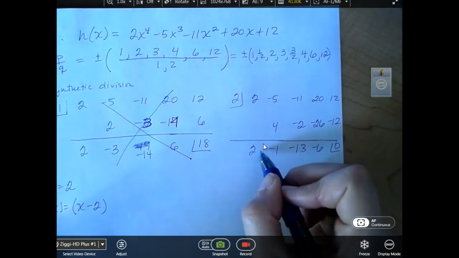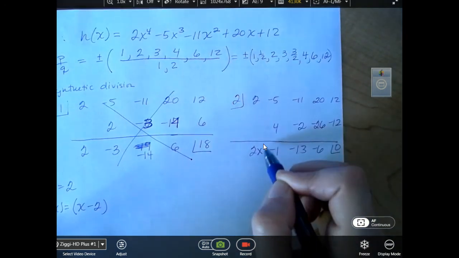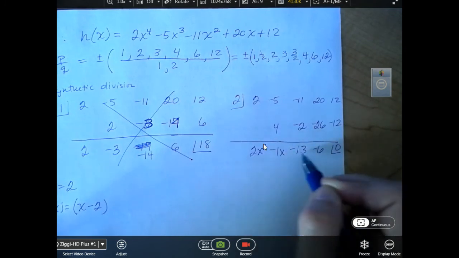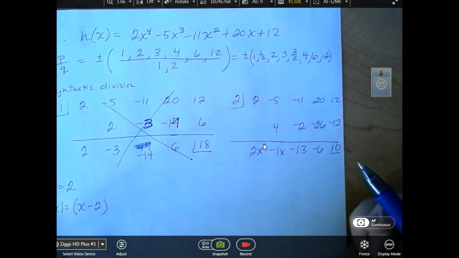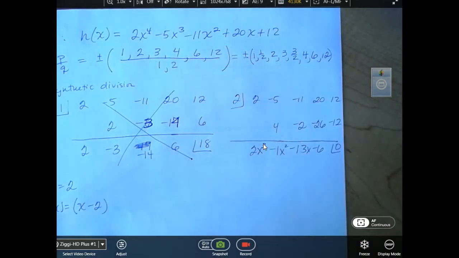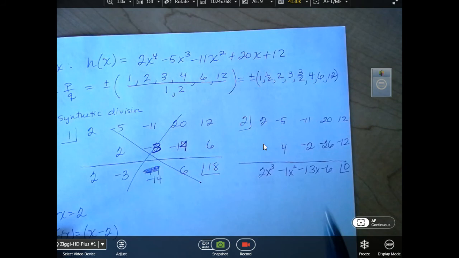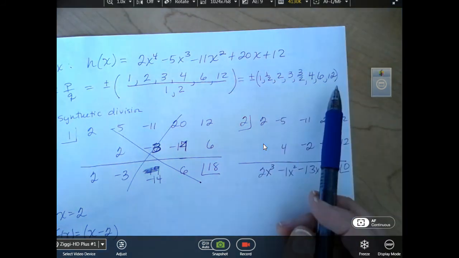Now, I want to see if this might be something that could factor. This is 2x cubed minus x squared minus 13x minus 6. So no, it doesn't look like something that will factor. So what I'm going to have to do is keep going, and I'm going to choose one of my other possible rational roots up here. So let me try the number 3.